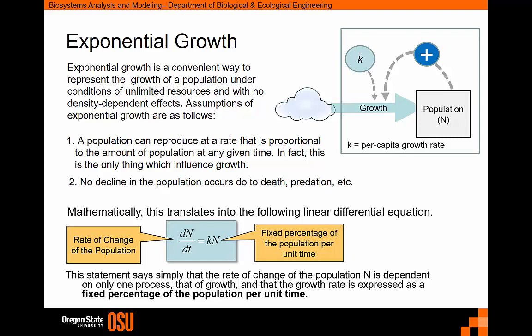Note that k has a physical meaning, unlike many of the parameters we observed when looking at strictly empirical models. This is a common situation in mechanistic models. Because these models are based on real-world processes, their parameters often have real-world meanings.